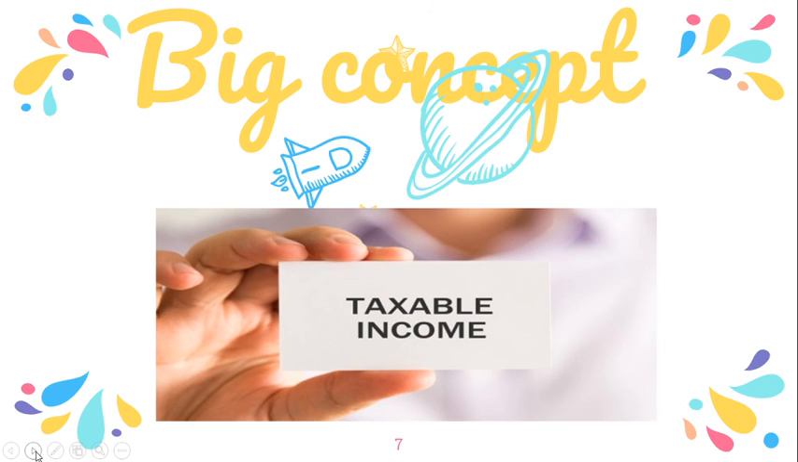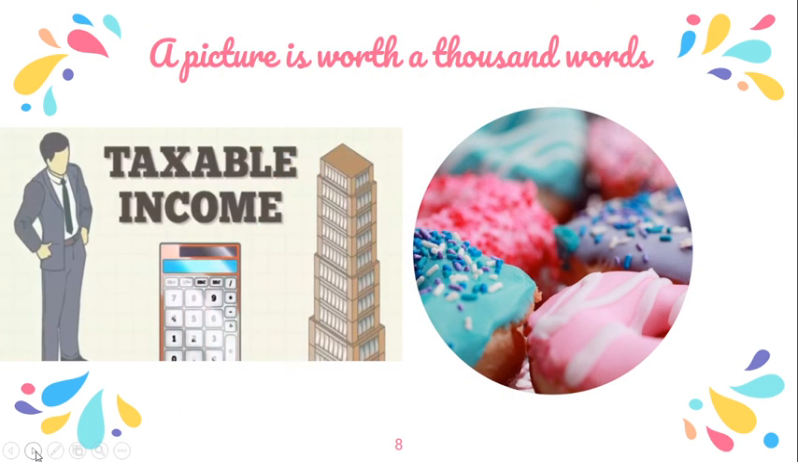So this is for your computation of taxable income, where you will be considering the total of all 5 heads of income less deductions under section 80, that is from 80C till 80U. So this is how the taxable income is calculated.